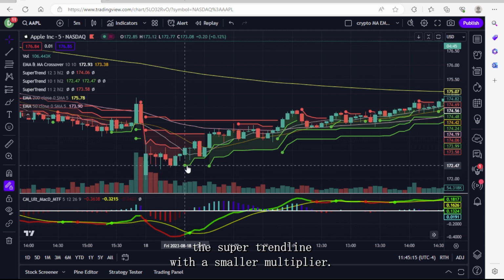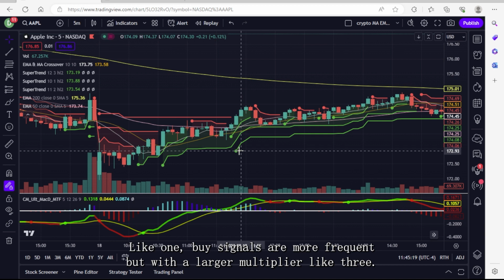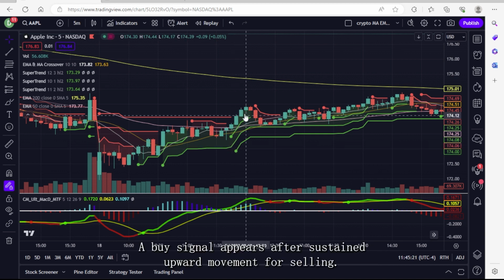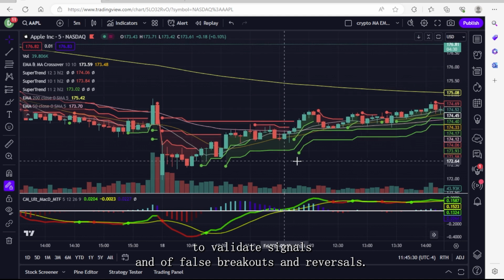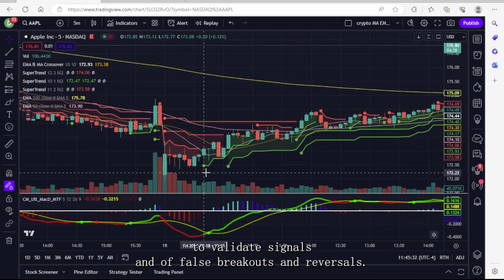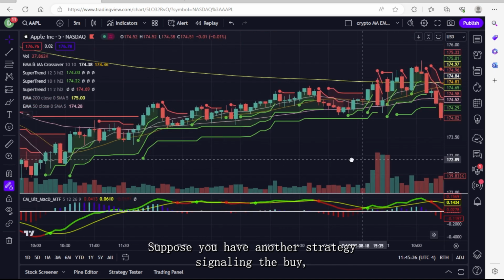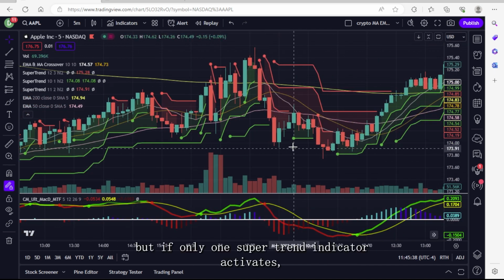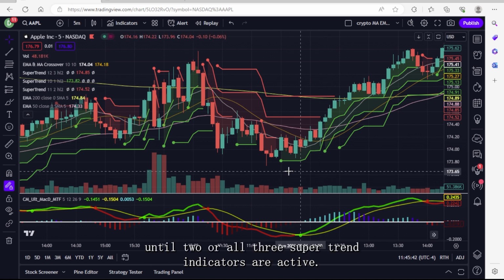With a smaller multiplier, like 1, buy signals are more frequent. But with a larger multiplier, like 3, a buy signal appears after sustained upward movement. For selling, it's the inverse of buying. Traders often employ the SuperTrend indicator to validate signals and sidestep false breakouts and reversals. Suppose you have another strategy signaling a buy, but if only one SuperTrend indicator activates, you might want to delay the trade until 2 or all 3 SuperTrend indicators are active.